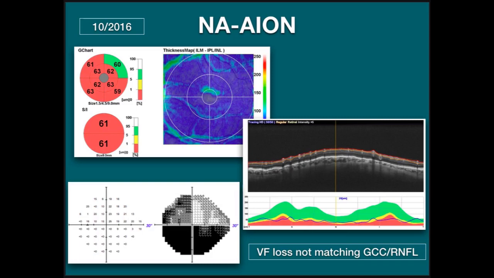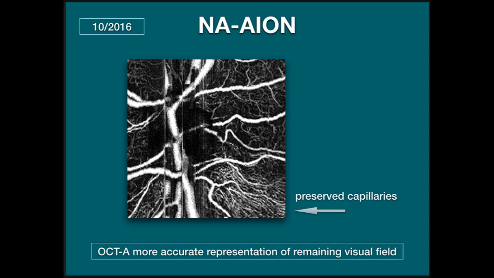Now, that really doesn't match with the OCT appearance, because the ganglion cell complex and the RNFL layer, the axons themselves, are damaged both superiorly and inferiorly, so you'd expect a total visual field loss. So I decided to perform OCT angiography on this patient, and I've just shown you the superficial capillary layers, and you can see that there is a relatively preserved area where inferiorly there's relatively good capillaries remaining, but in the other parts around the optic nerve head, there's been significant capillary dropout.